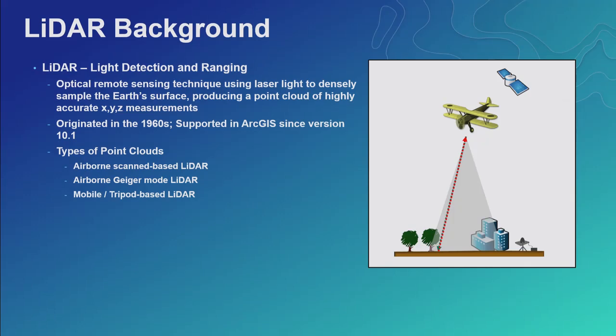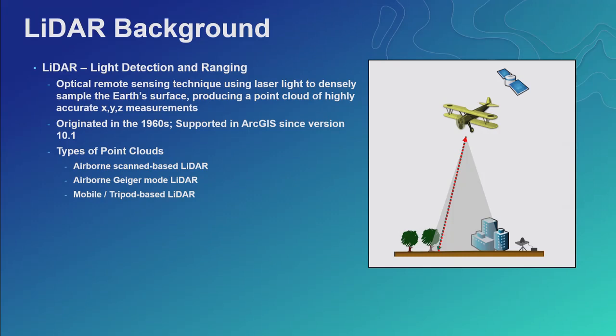We have an application called Drone to Map, which is out there taking photographs as it's flying around. It's perhaps grabbing oblique photographs as well, but it's also recording elevation measurements. So there are many different ways to collect these Lidar point clouds. The most common one is probably airborne scanned.